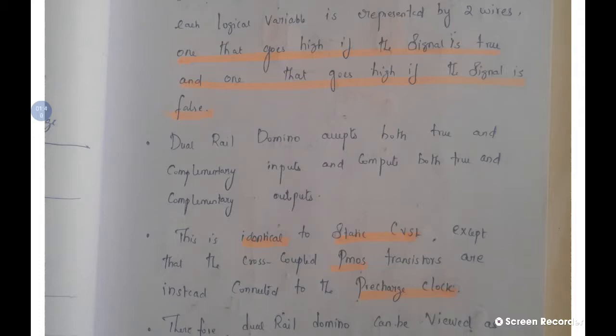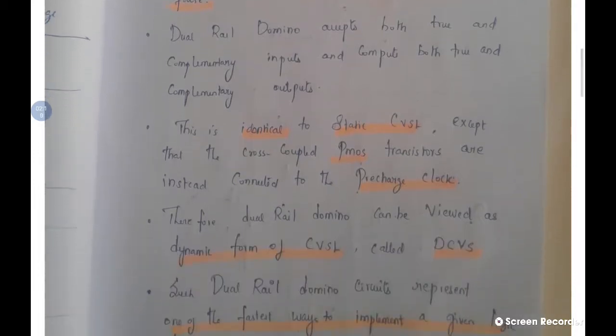The dual rail domino can simply be treated as a dynamic CVSL, because we already know what a static CVSL, cascode voltage switch logic, is. This is just a dynamic type of CVSL, which accepts both the true function as well as the complementary inputs for computing the output. It is identical to the static type of CVSL, except that the static type uses two cross-coupled PMOS transistors, and here we replace them by connecting them with a pre-charge clock.